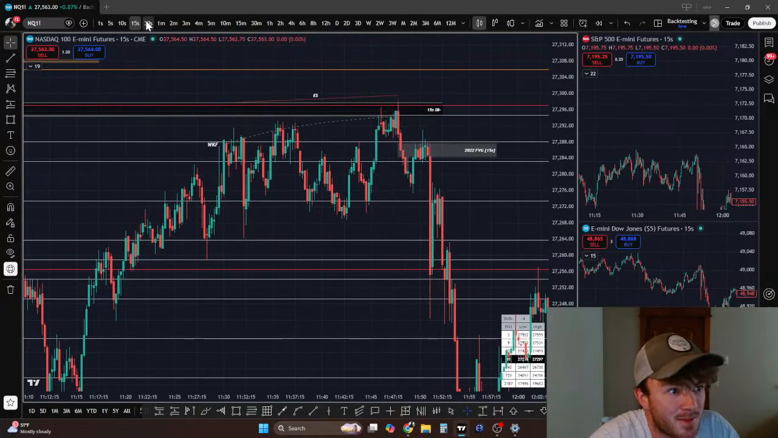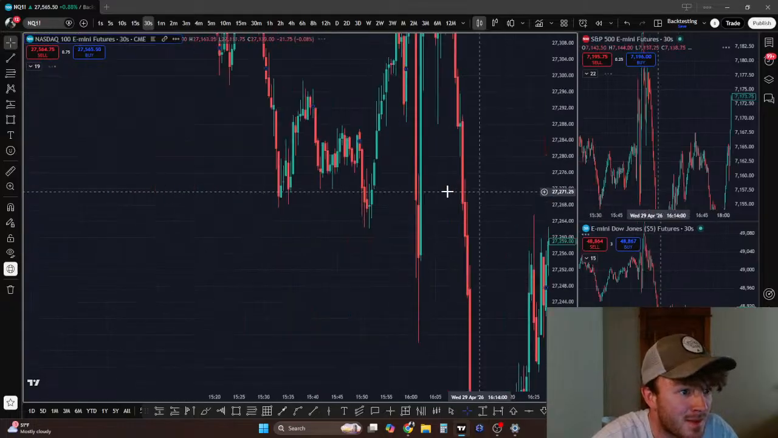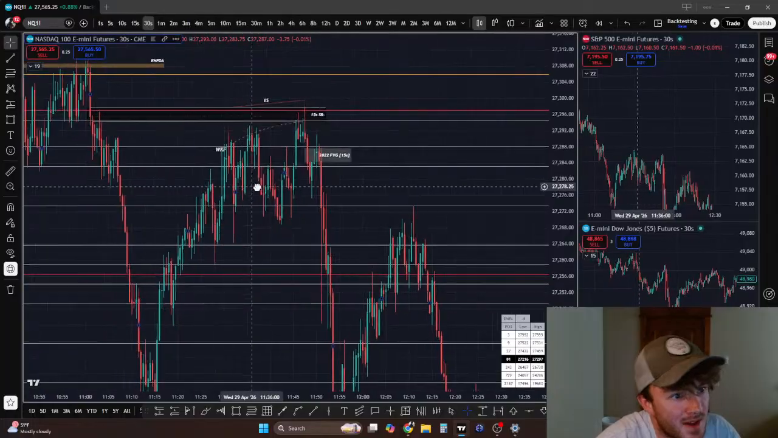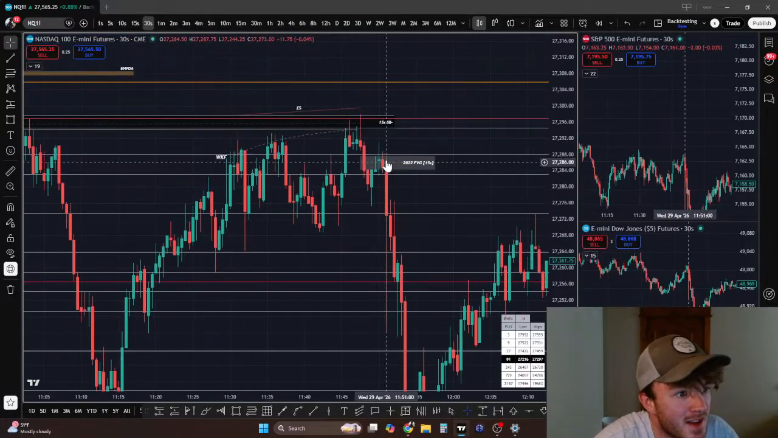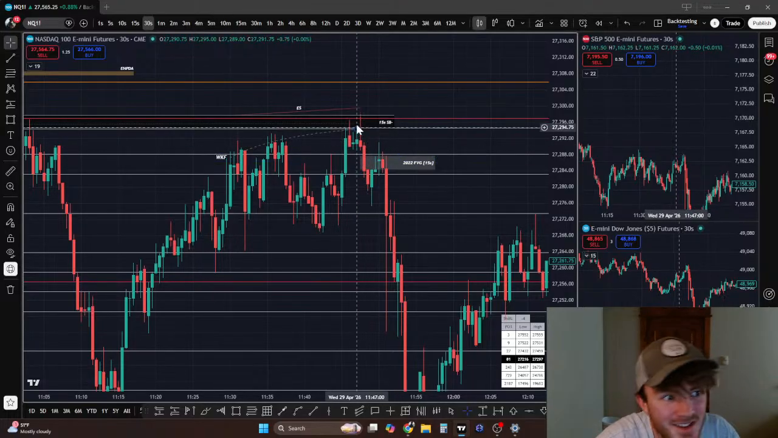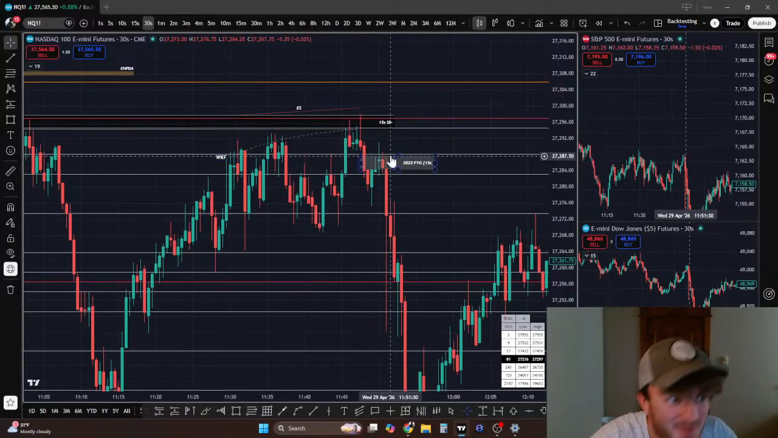We could probably mark this as a 30-second for value gap. Might make more sense to do that. Yeah, definitely makes a little more sense to do it like that. We got the order block and the order block partition, rejection block and the rejection block partition.